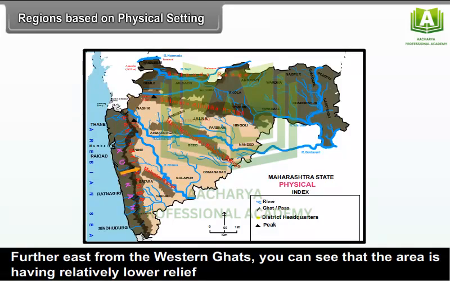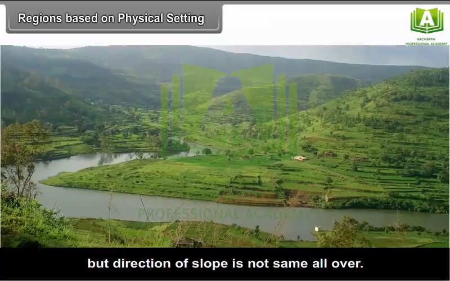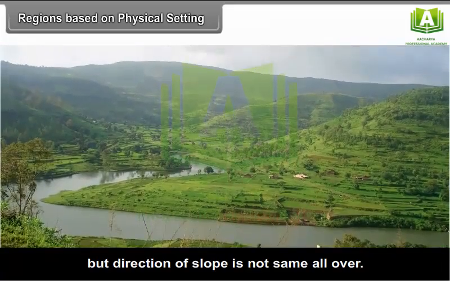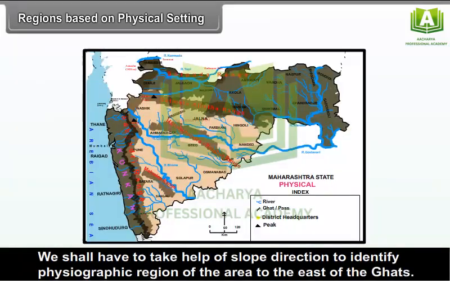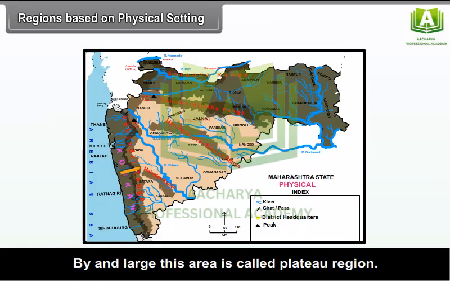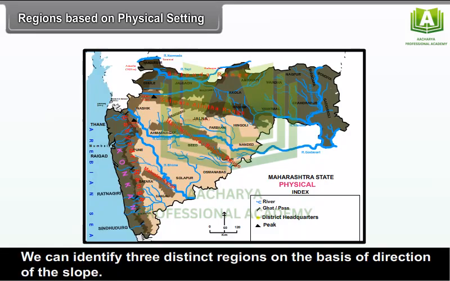Further east from the Western Ghats, you can see that the area is having relatively lower relief, but the direction of slope is not the same all over. We shall have to take help of slope direction to identify physiographic regions of the area to the east of the Ghats. By and large, this area is called the plateau region. We can identify three distinct regions on the basis of direction of the slope.